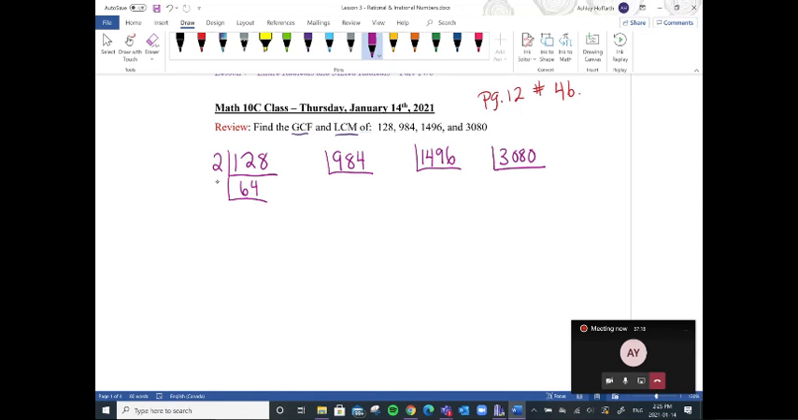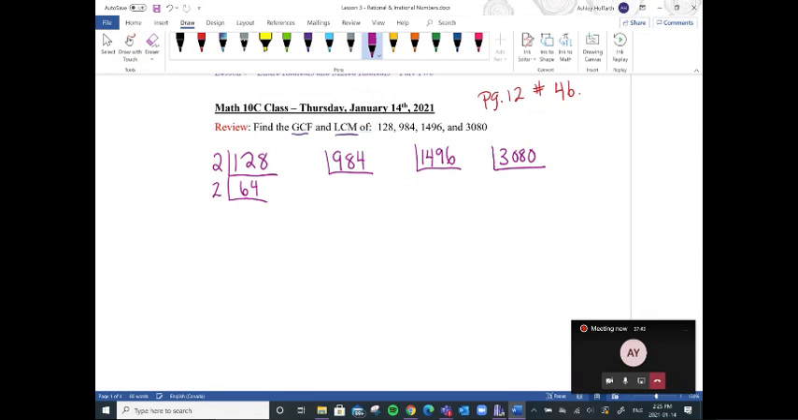Again, it's even, so I can do 2 again. I just want to give you a reminder too. A lot of times when we see 64, what's natural for us is to do, oh, we can take out 8. But you got to remind yourself, no, I can't, because that's not a prime number. 8's not prime. Got to use a prime number on the outside here.